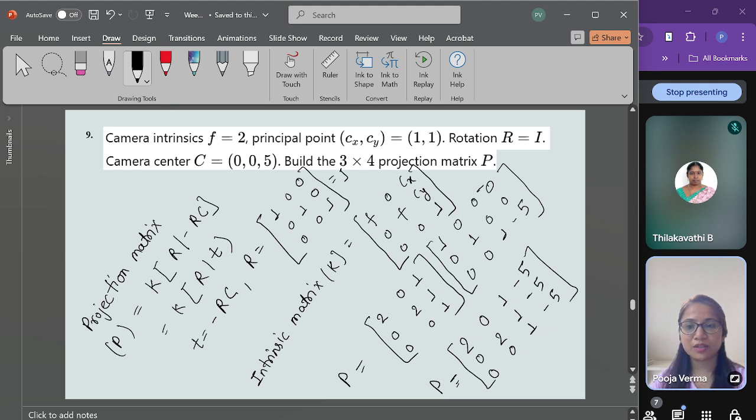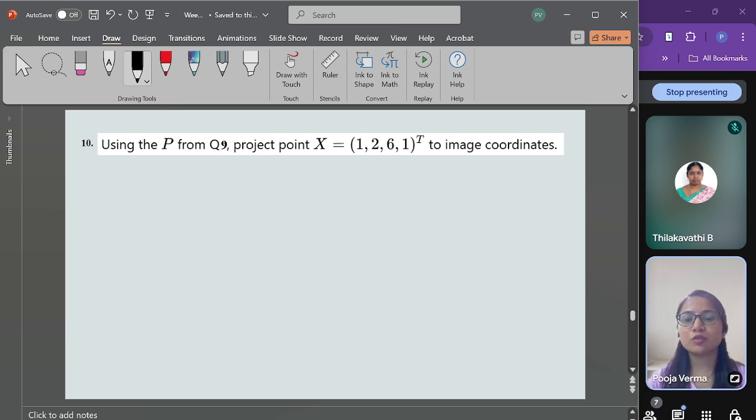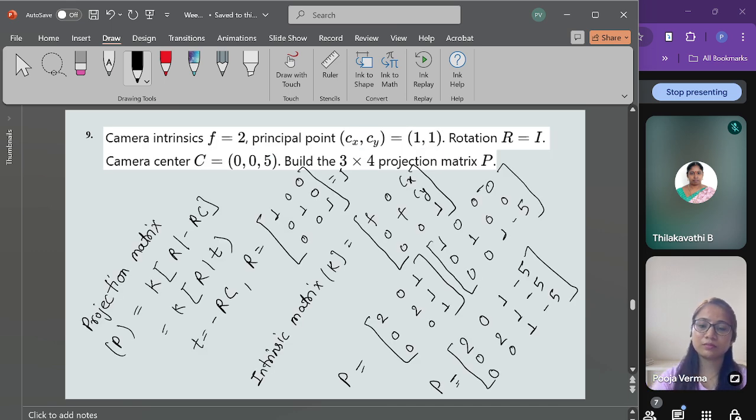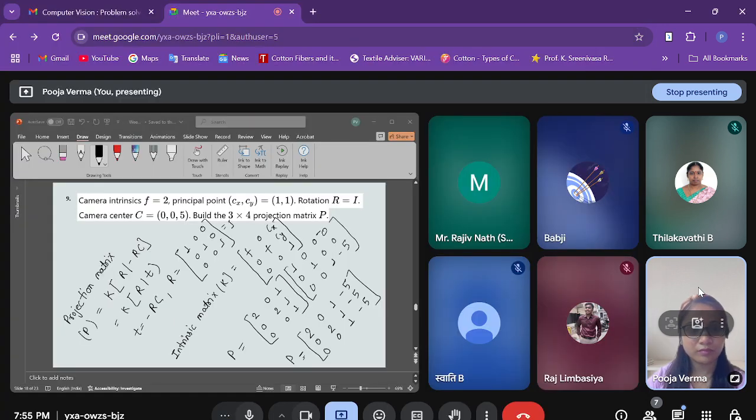Now moving to the next question. The next question is using the projection matrix P from question number 9, in the previous question, what we have calculated, that projection matrix, the projected point X. Can you show me the answer again, our last question? Yeah, sure, this one. Is it fine? Yeah, ma'am. Can we move forward? You just have to do matrix multiplication. It will take time, so that's why I have not gone into detail. Simple matrix multiplication, so I think you can solve it. That's why I have written it directly.